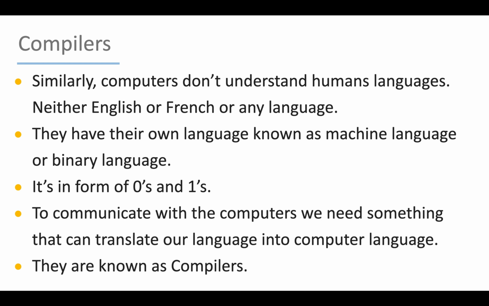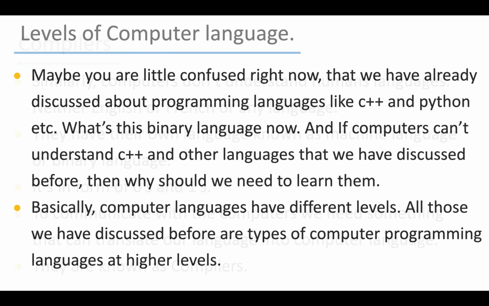So just like we humans have language translators, computers also have translators that translate our messages into their understandable form, and we call them compilers. Maybe you are a little confused right now. We have already discussed programming languages like C++ and Python, etc. What's this binary language now? And if computers can't understand C++ and other languages that we have discussed before, then why should we need to learn them? Basically, computer languages have different levels.